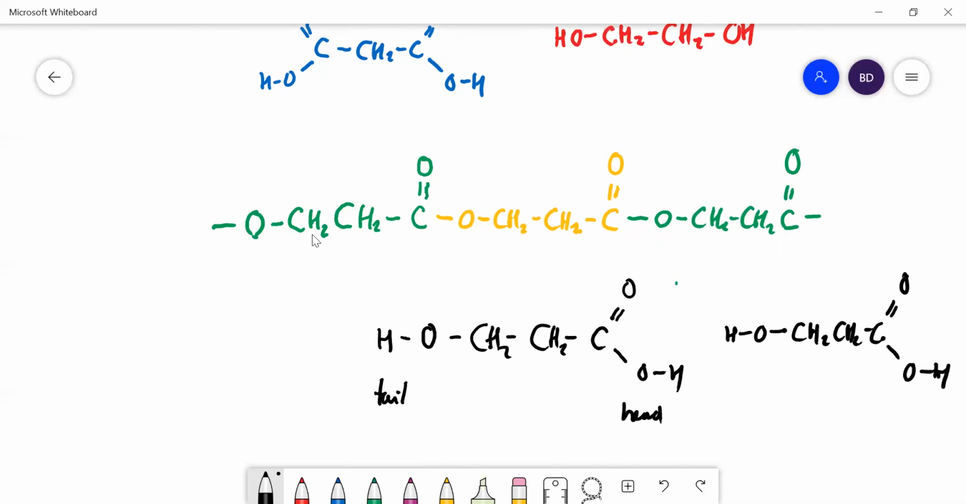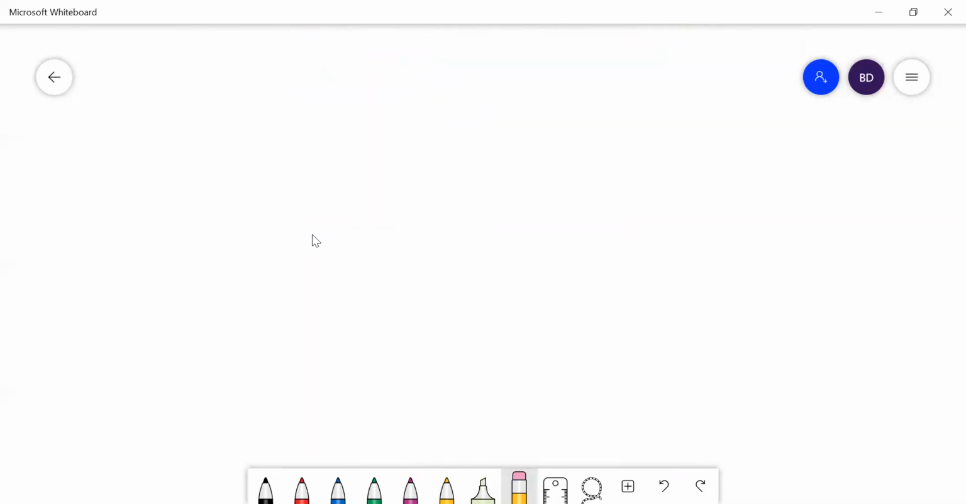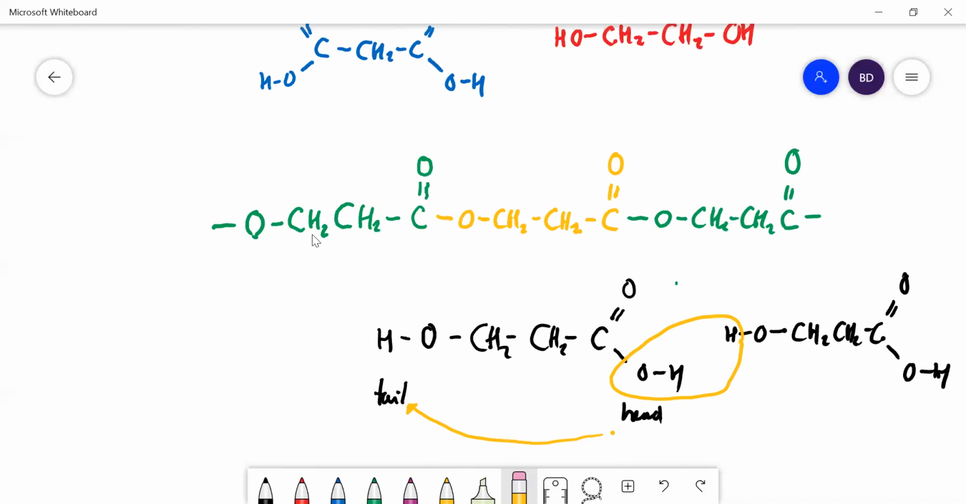You get the ester linkage forming here. Remove that water there, and they can form a polymer. With these sort of monomers as well, the head can kind of swallow its own tail, and it can form a cyclic ester.